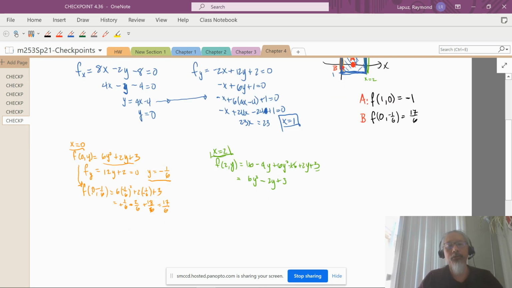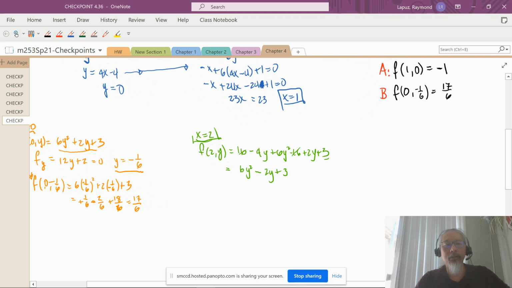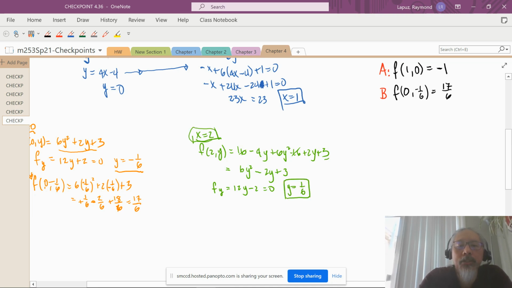Now, just like we did before, we're interested in analyzing critical points. And so we'll take the derivative. Again, y is your variable. This is 12y minus 2. We set that equal to 0. And we're going to get a positive 1/6 this time. So we got a positive 1/6. x is equal to 2.